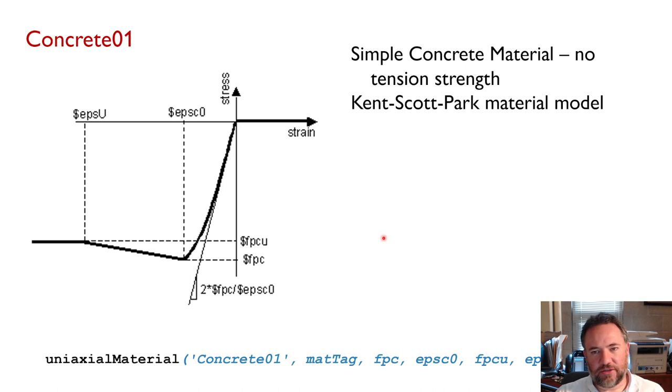Okay, what about concrete material models? I haven't really settled on what is the best, most reliable concrete model. This is another place where it's good to experiment, use the material test script, maybe before you build your model. Use the material test script, make sure that this looks like how you intend it to look. Concrete01 is a simple concrete model where you define the strain at maximum stress, the maximum stress, and an ultimate stress and ultimate strain. So it can make a regular kind of concrete behavior, but in tension, this material has no strength, so it's compression only. It's based on the Kent-Scott-Park material model. You can see the definition is pretty simple.